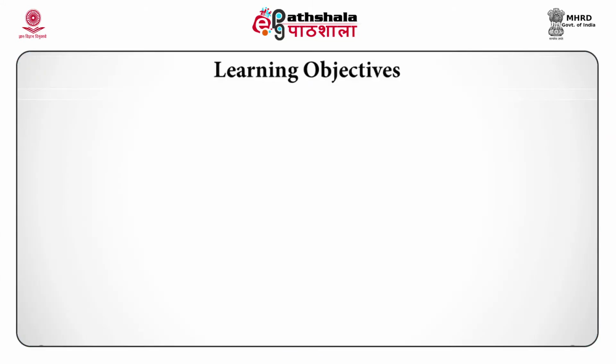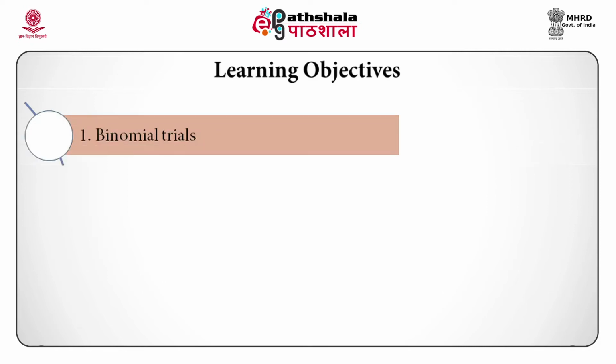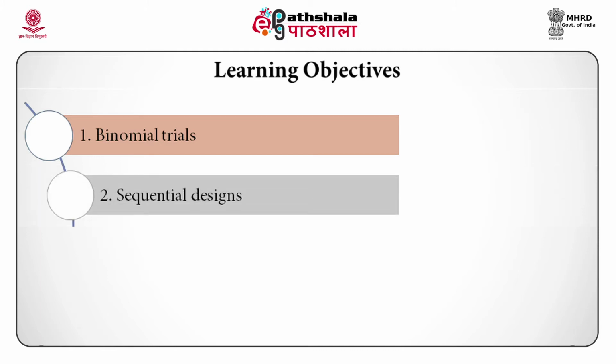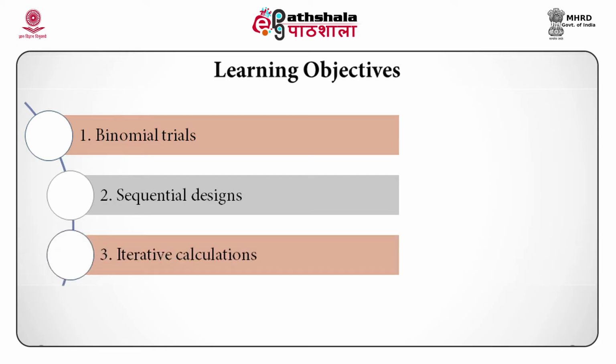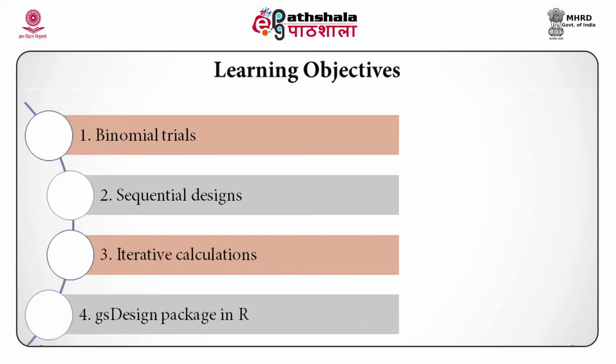Learning objectives for this module: we shall first define the binomial trial in the case where our outcome is binary, or the number of successes on the standard treatment and the comparison group. We shall define sequential designs for this case. We shall look at the iterative calculations which are necessary to derive these sequential designs. And finally, we shall take a quick glimpse at the GS design package in R for implementing group sequential designs.